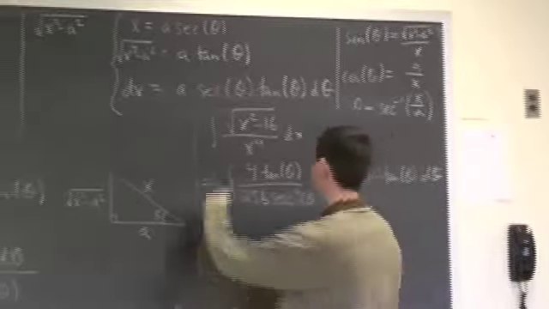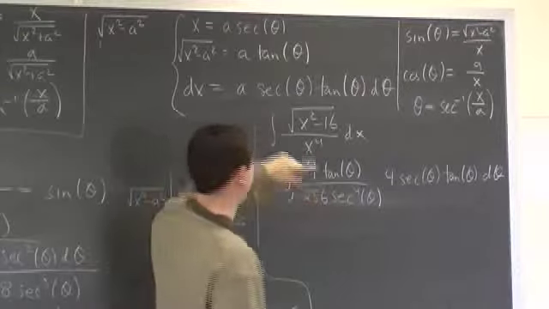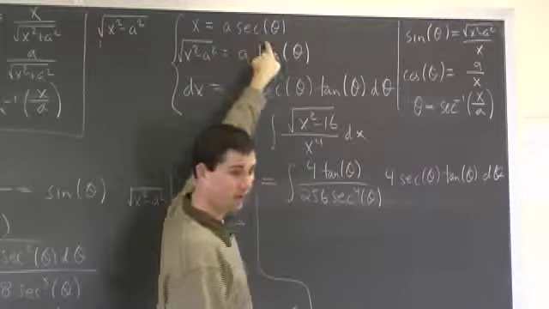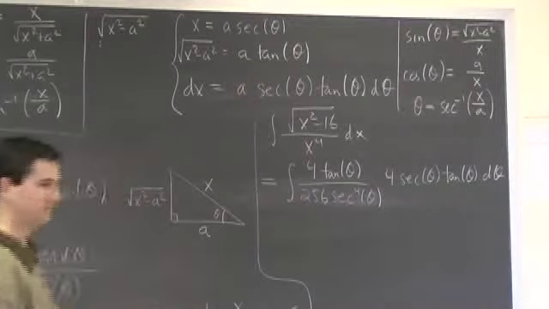Yes, so we're starting with x to the fourth in the denominator, but we're making a substitution. X is going to be 4 secant of theta. So I just take that to the fourth power. Then, there we go.